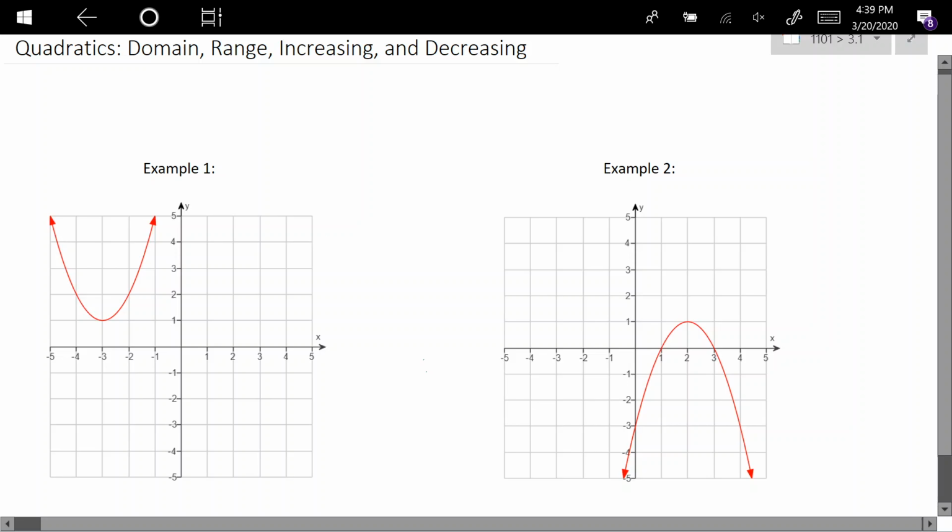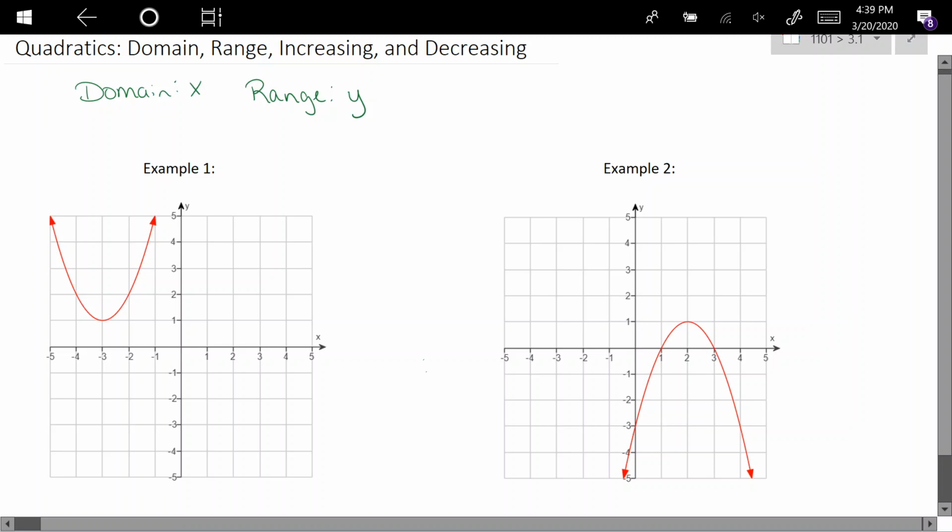In this video, we're going to be looking at using the graph of a quadratic to determine its domain and range and where it's increasing and decreasing. So first, let's talk about domain and range. The domain of a function is all possible x values it can accept, and the range is all possible y values that it can output.